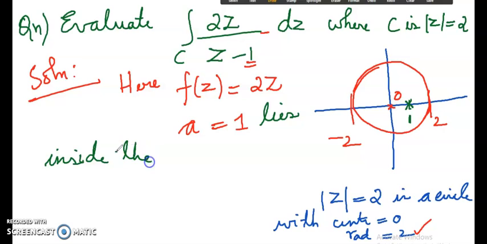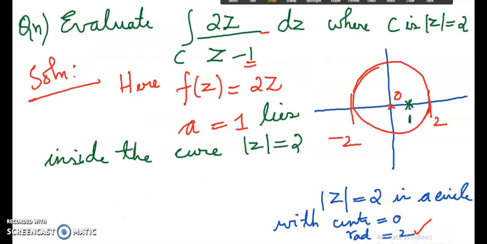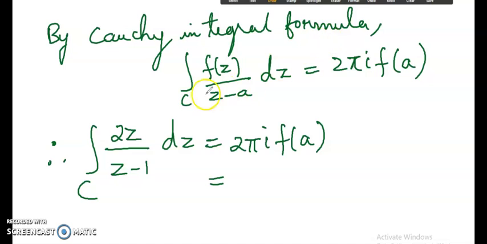Inside the curve mod z is equal to 2. So when it lies inside, what is the equation? If a lies inside, our answer is 2 pi i f of a. So we'll apply it here. By Cauchy integral formula, the integral over C of f of z by z minus a dz is 2 pi i f of a, where a lies inside C.